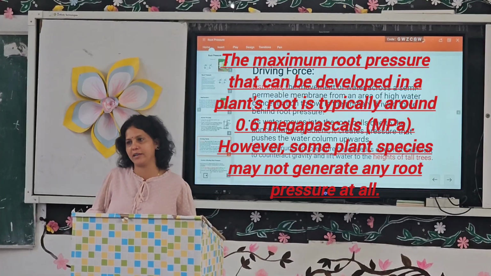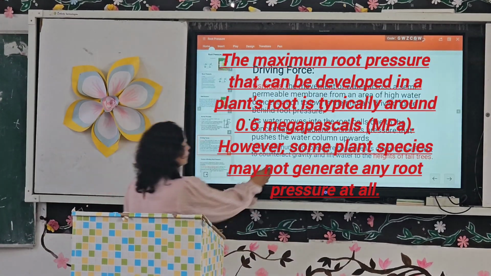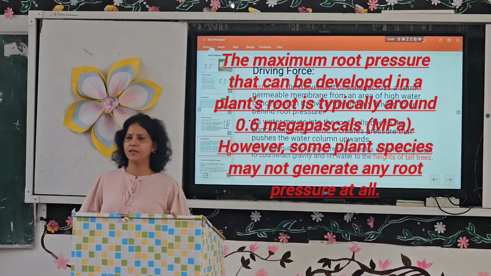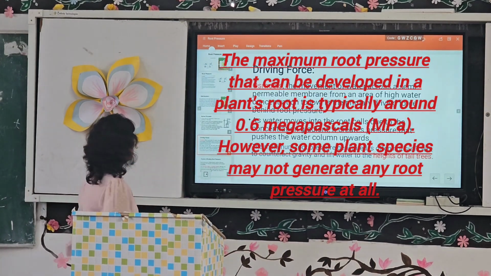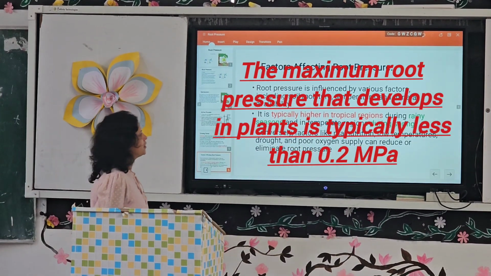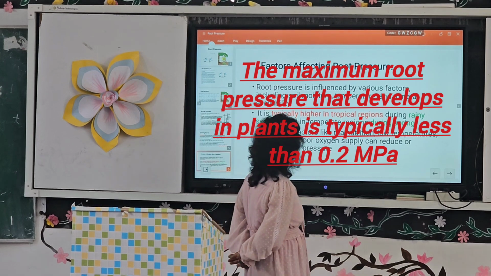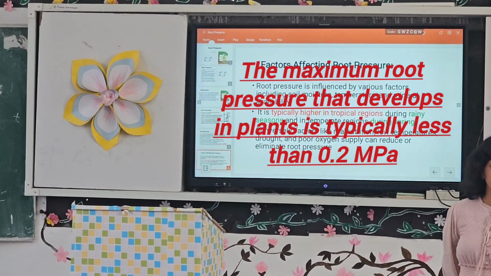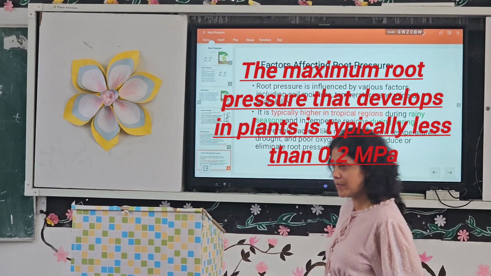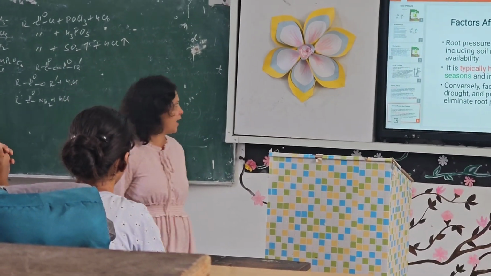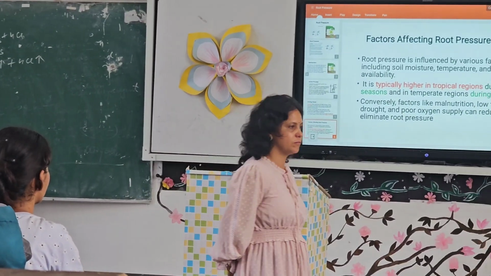The maximum root pressure that can be developed in a plant root is typically around 0.6 megapascal. However, some plant species may not generate any root pressure at all. So it means the plant cannot rely on root pressure to absorb water and transfer water to the shoot system. Usually the maximum root pressure that develops in the plant is typically less than 0.2 megapascal, and this root pressure is not sufficient to transport water to the tallest trees like eucalyptus.